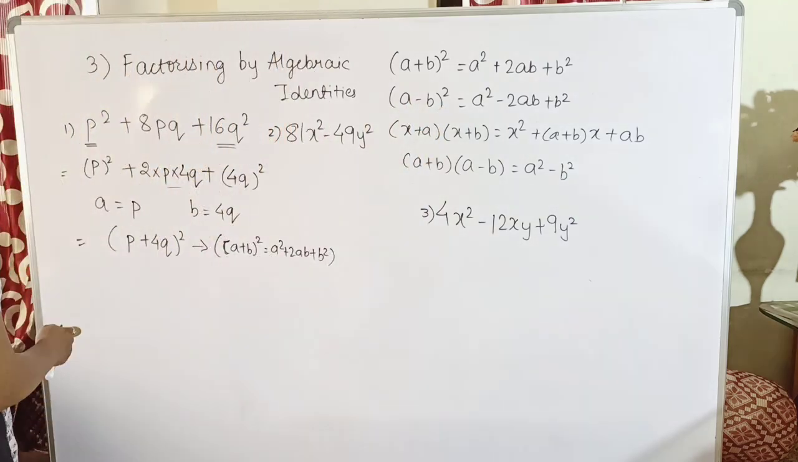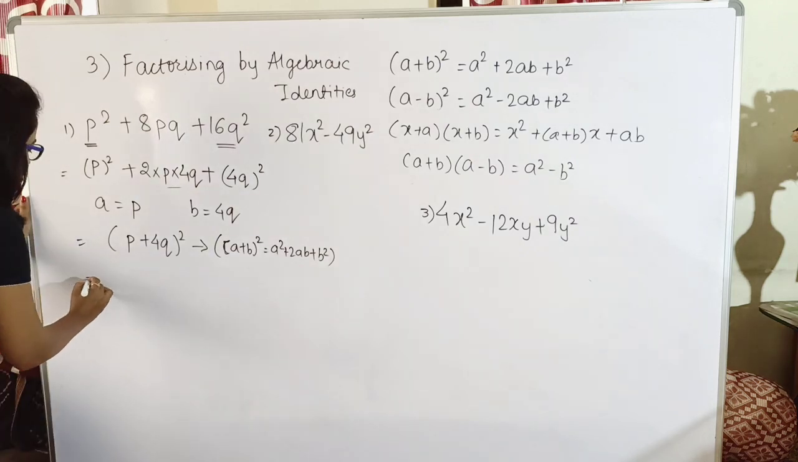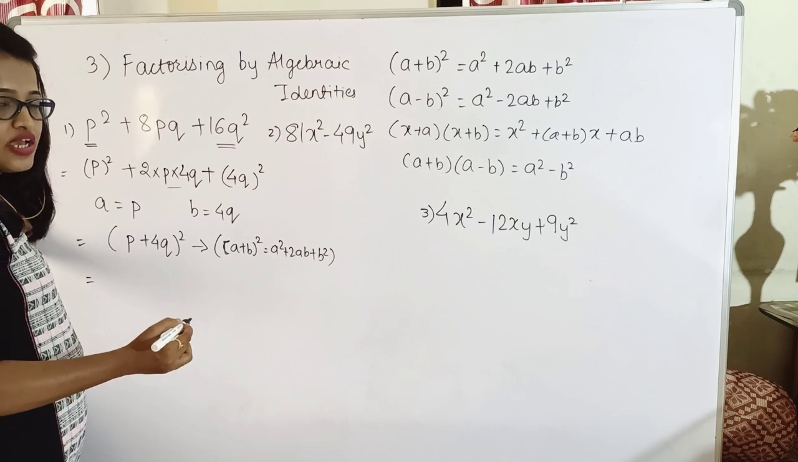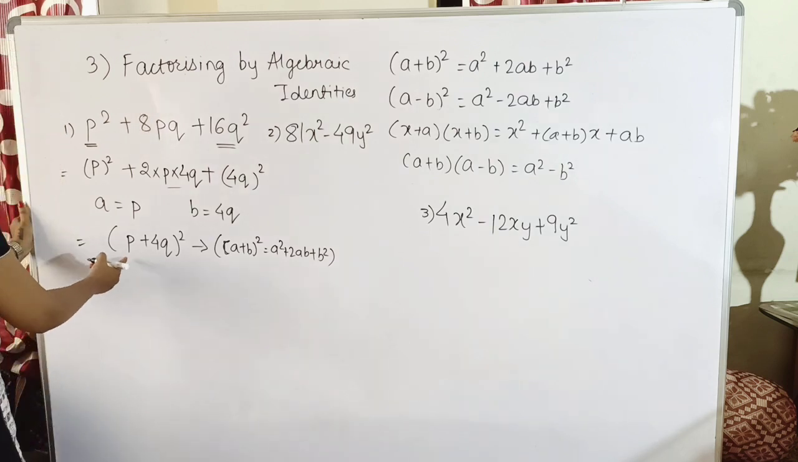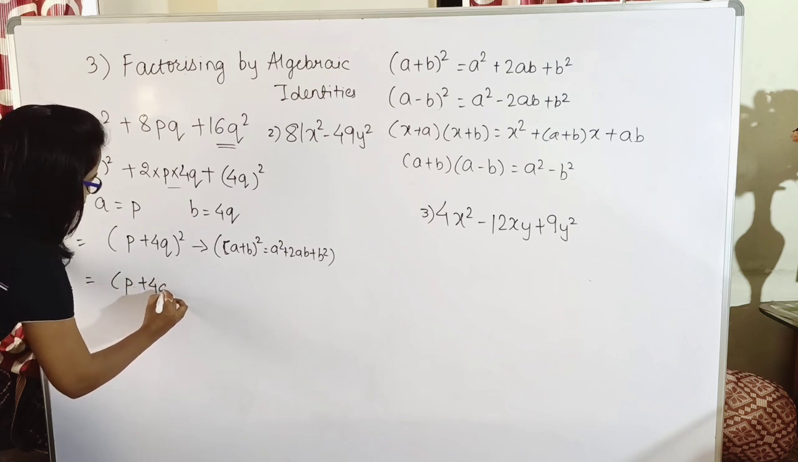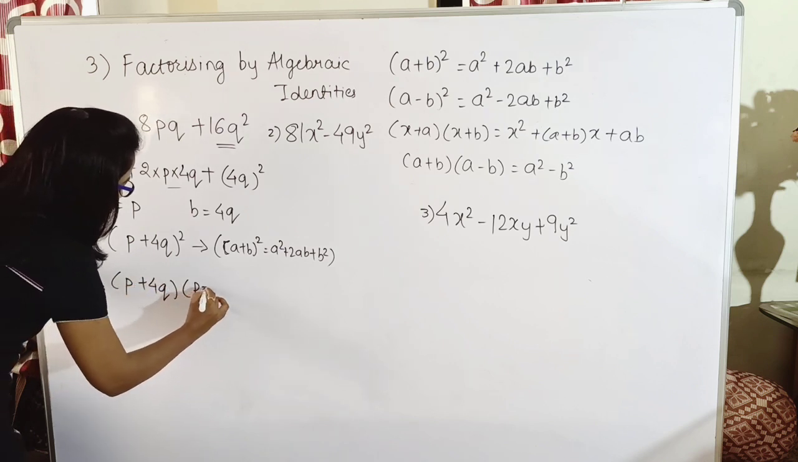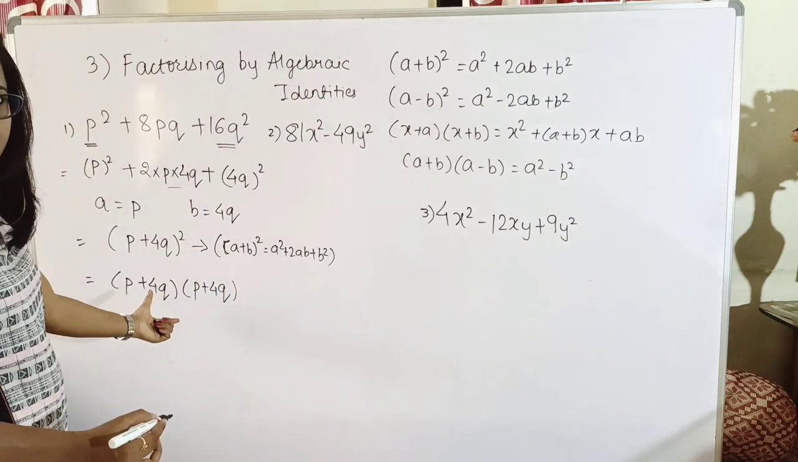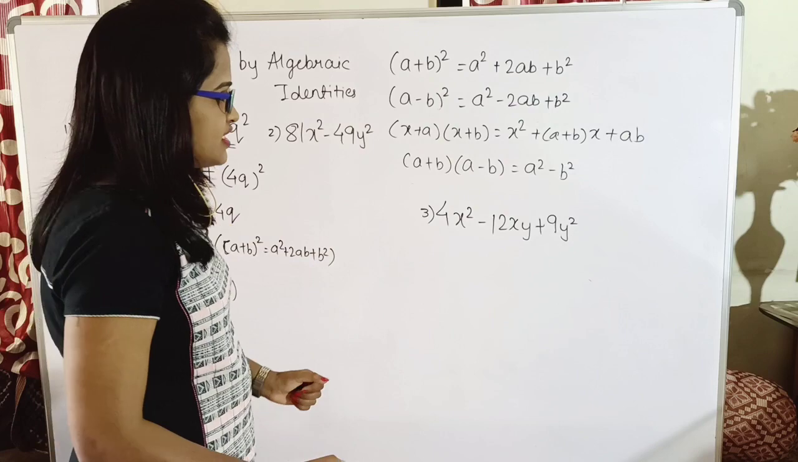Now as I told you, whenever you are writing factors, the expression should have a multiplication sign between them. So (P plus 4Q) bracket square is nothing but (P plus 4Q) written two times. So your final step would be writing the same bracket two times. Okay, fine. Let us come to this example.